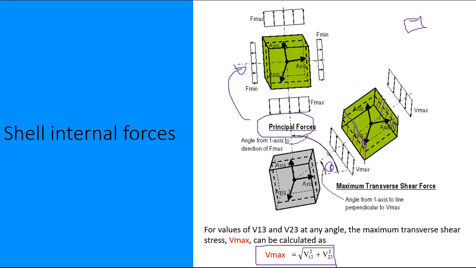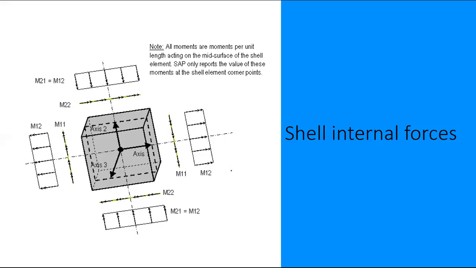You will get the maximum force and minimum force. So F max is the principal force, the principal major one, and F min is the principal minor. And we can go to internal forces still, and M11.